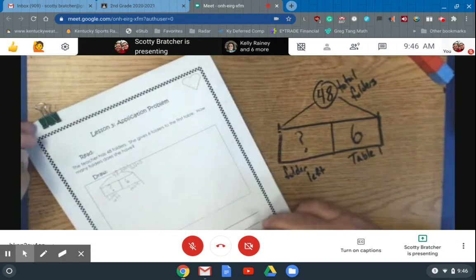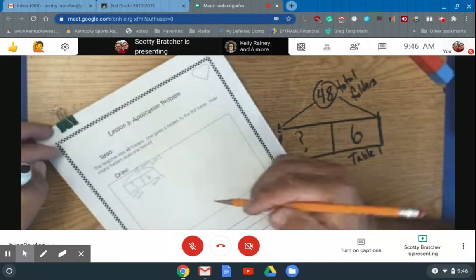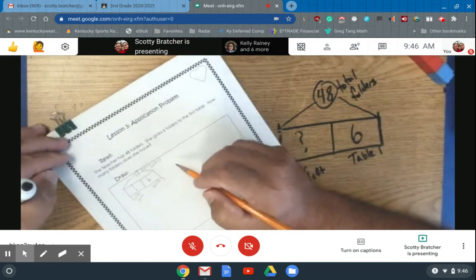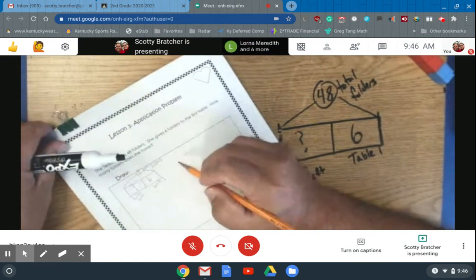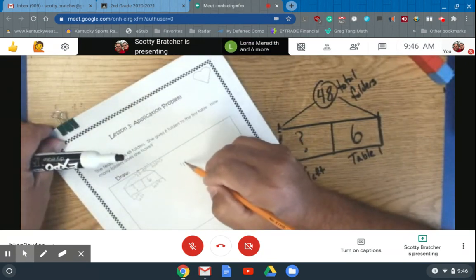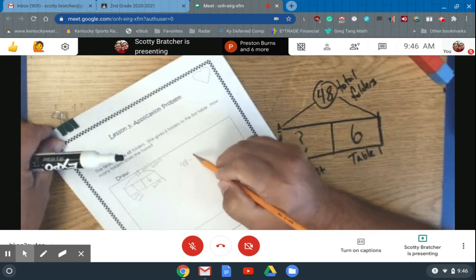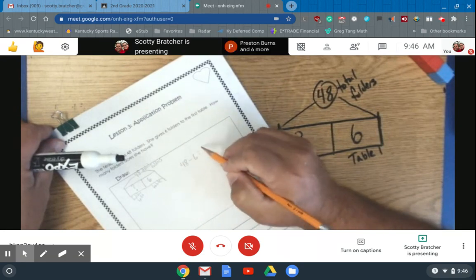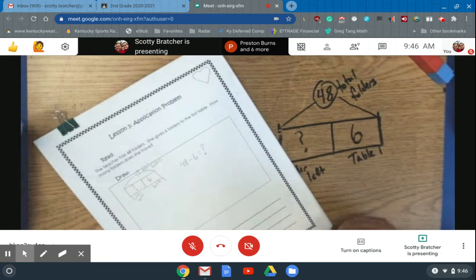Never mind. All right. So I'm going to go back over here and I'm going to write what I just did right here. I'm going to say that I put 48 minus 6 equals, I don't know.